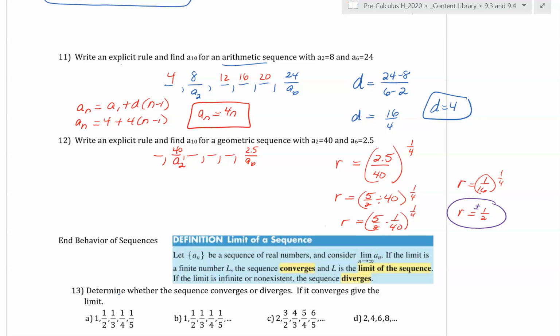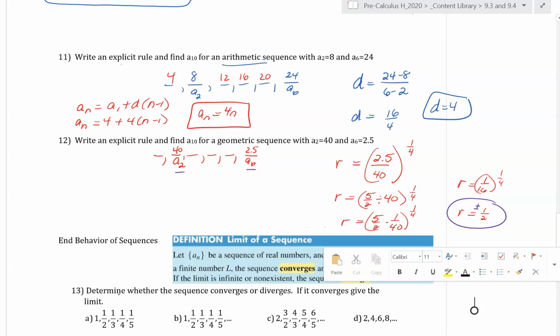So our common ratio is 1/2, but actually, notice our common ratio could be positive or negative 1/2 because we were only given the even numbered terms. We talked about how in a geometric sequence, all of the terms could be positive, all of the terms could be negative, or the signs could alternate. And notice we were not given an odd and an even term, so perhaps those odd terms with this limited information could be negative. So we would have to consider that the r could be positive or negative 1/2.